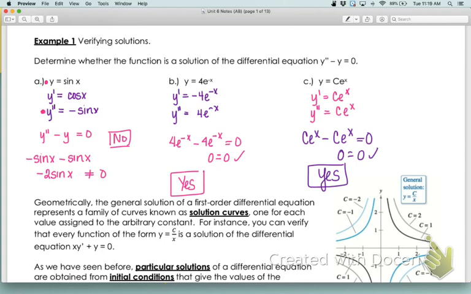On part C, remember that this capital letter C represents some constant. So that's just a constant multiplier. It's just going to work its way down through the problem. And so you end up getting yes for both of those. Okay?